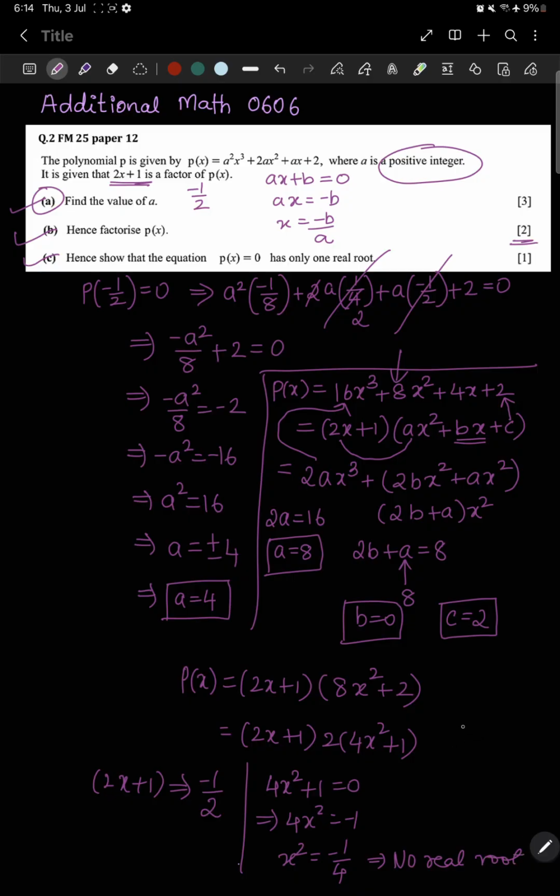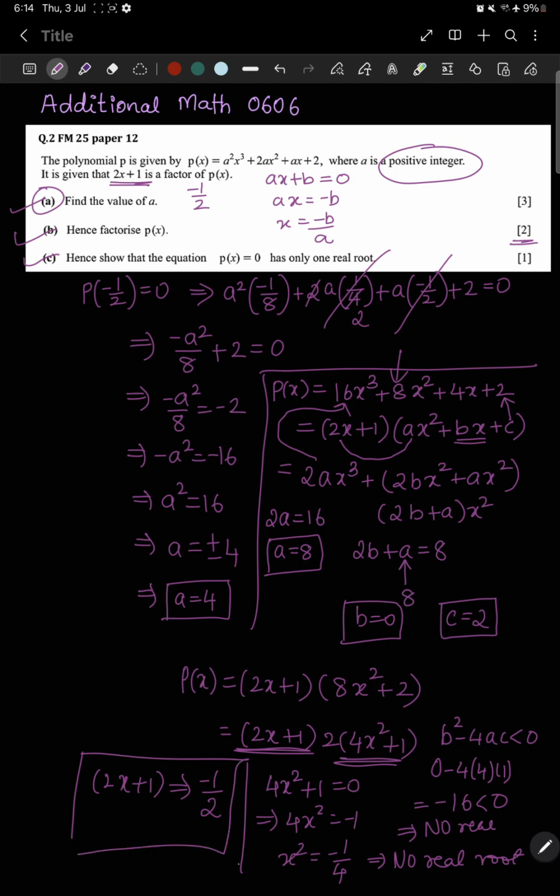Or you can use the discriminant b squared minus 4ac. When the discriminant b squared minus 4ac is less than 0, there is no real root. Over here we have no b value, so it's 0 minus 4 times 4 times 1, which is minus 16, and it is less than 0, which implies no real root. Whichever method you use, you get that there is no real root for the remaining factor. So the only real root that you have is from the first factor 2x plus 1, that is minus half. So this is just one real root which we have for this given polynomial.